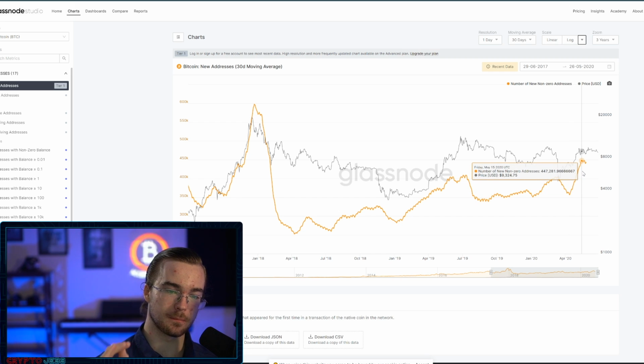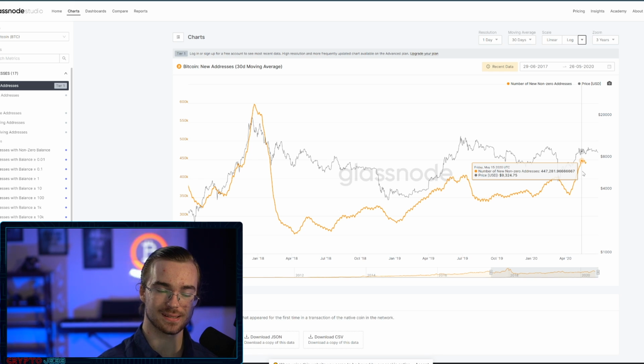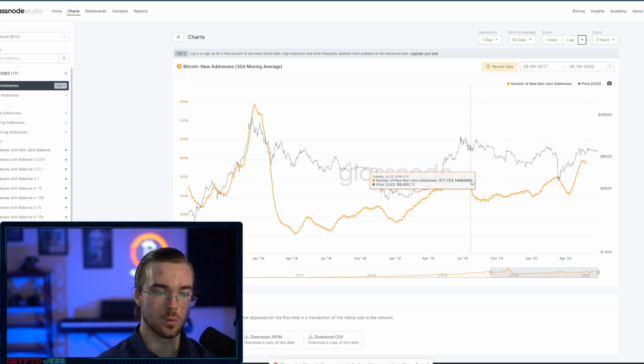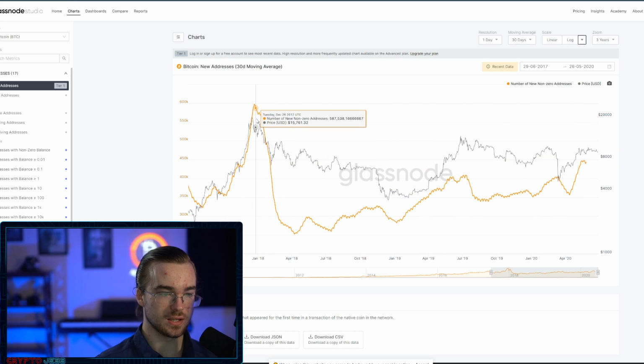Bitcoin had the highest number of new non-zero addresses. That's showing influx of new people into the space that we have seen since Bitcoin hit all-time high. 50,000 new non-zero addresses over what we had previously seen as the peak. This chart is very clear. It's very, very clearly trending back to where we were at the end of 2017.